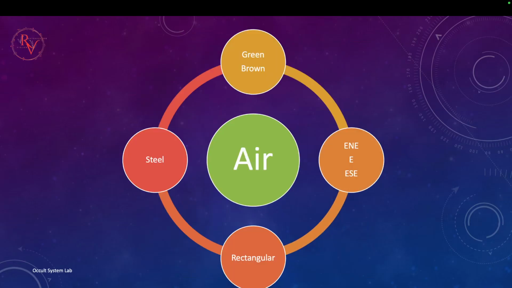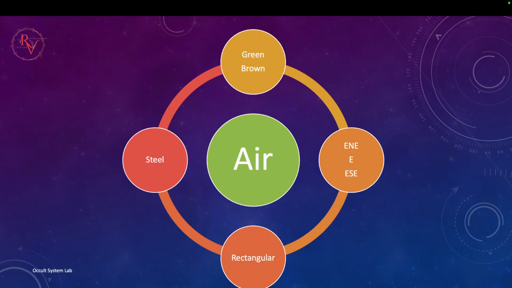Okay, so that is how you need to see it. Next, you can see the air element. It is green in color and brown. You can remember it using the trees. So trees give us air, and trees are brown and green, right? So ENE, east, and ESE, these are governed by the air element.